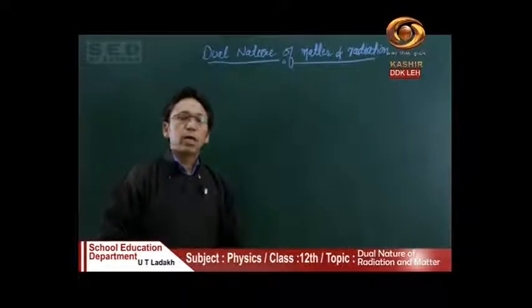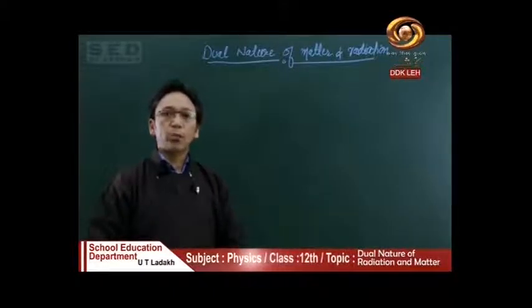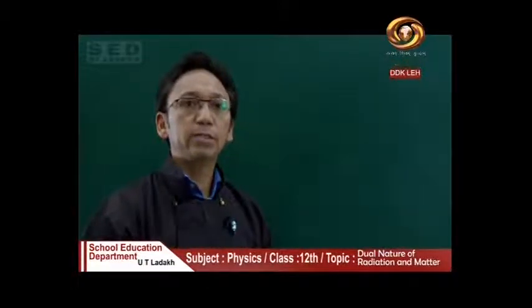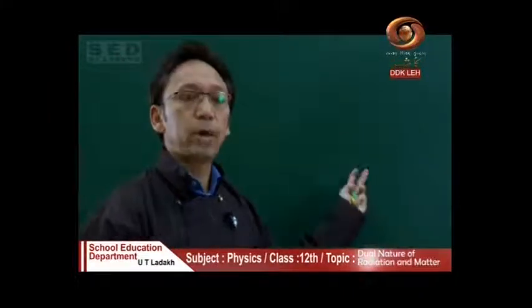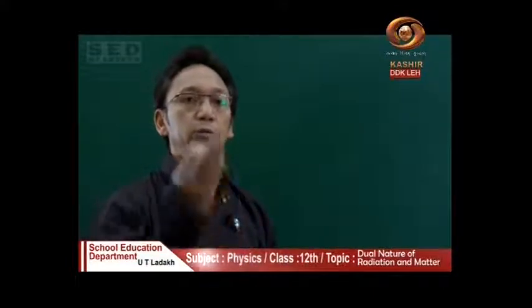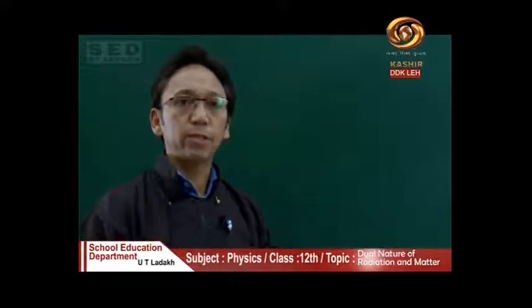What is matter? Anything which has mass and occupies space is called matter. Matter may be in the form of solid, liquid and gas. For example, this board is matter, and the chair, the TV that you are watching is matter. So these are all matter.